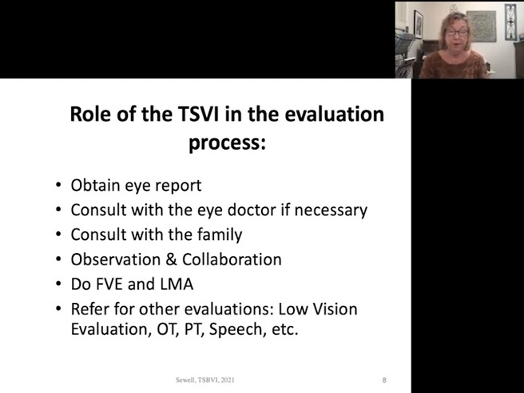Then you do the functional vision evaluation and the learning media assessment. Then after all of that is done, you refer for other evaluations, such as a low vision evaluation, an occupational therapy eval, an eval by the physical therapist or the speech language pathologist. There's a new book we're going to talk about in a little while that talks about the functional vision evaluation, and it is called Essential Tools of the Trade. And that book also has a lot of observation forms in it that you could use to complete that part of this process.